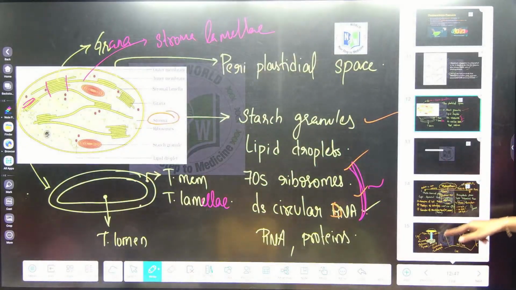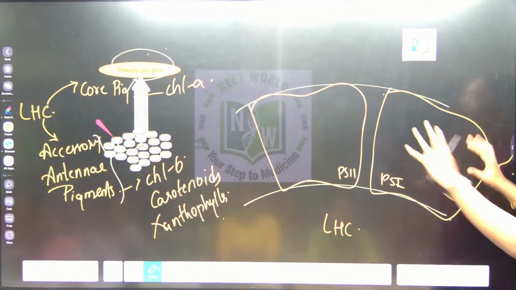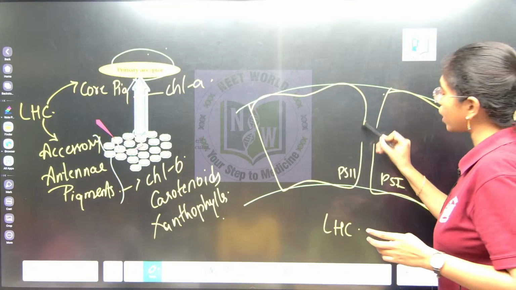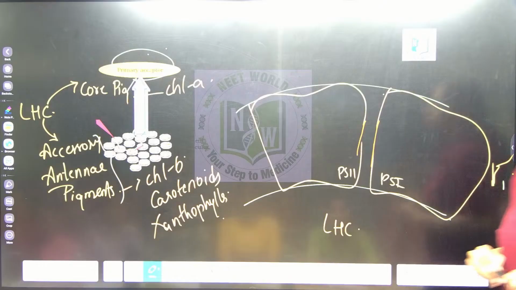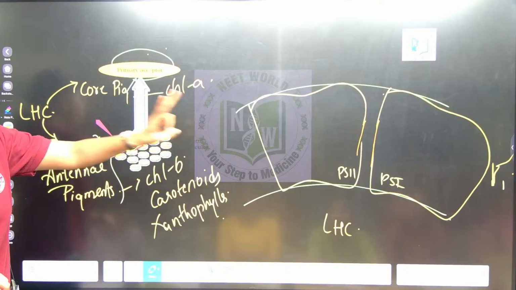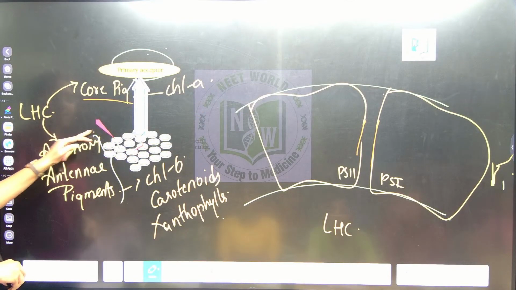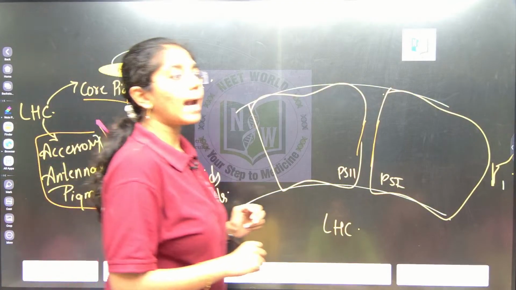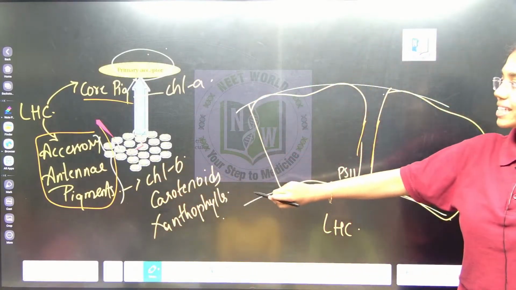Now we are clear with the organelle, right? Now we will move on to the light harvesting complexes. In the thylakoid lamellae or thylakoid membrane, the light harvesting complexes present are known as photosystem 2 and photosystem 1. Here, in any of the light harvesting complexes, you have two types of pigments. One is known as core pigments, the second set of pigments are accessory or antenna pigments. Accessory or antenna pigments include chlorophyll B, carotenoids and xanthophylls.